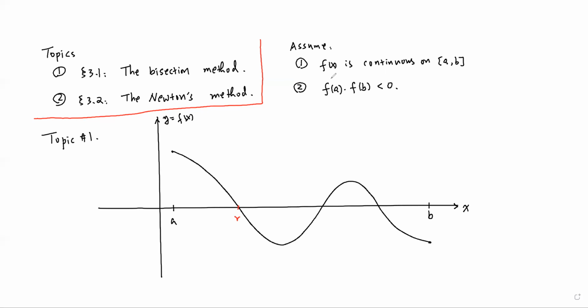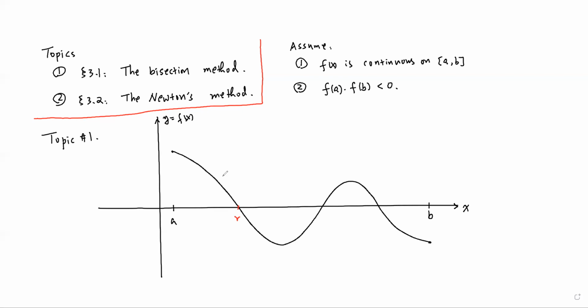And also, this function has different signs at the two endpoints. In this diagram, at the point A, the left endpoint, the function value is positive. And at point B, the function value is negative. So by the intermediate value theorem, it is guaranteed that on this interval AB, there must be at least one root, or one zero.